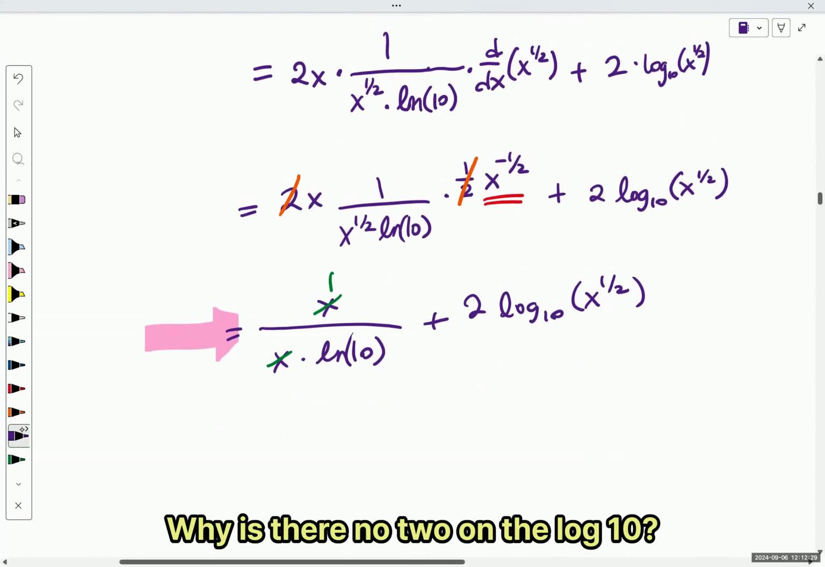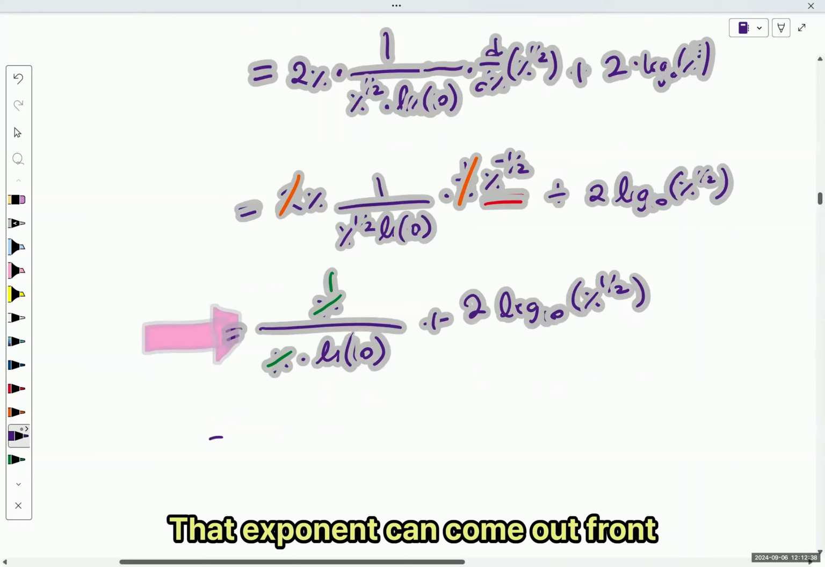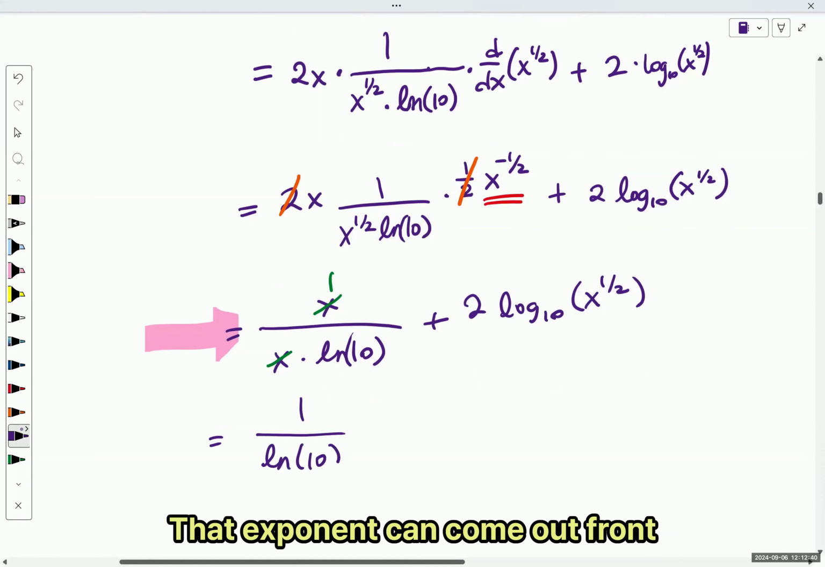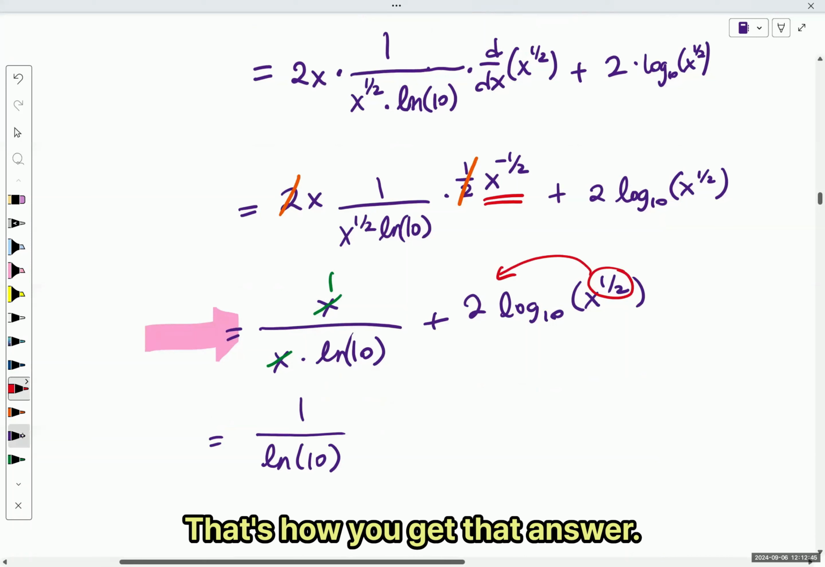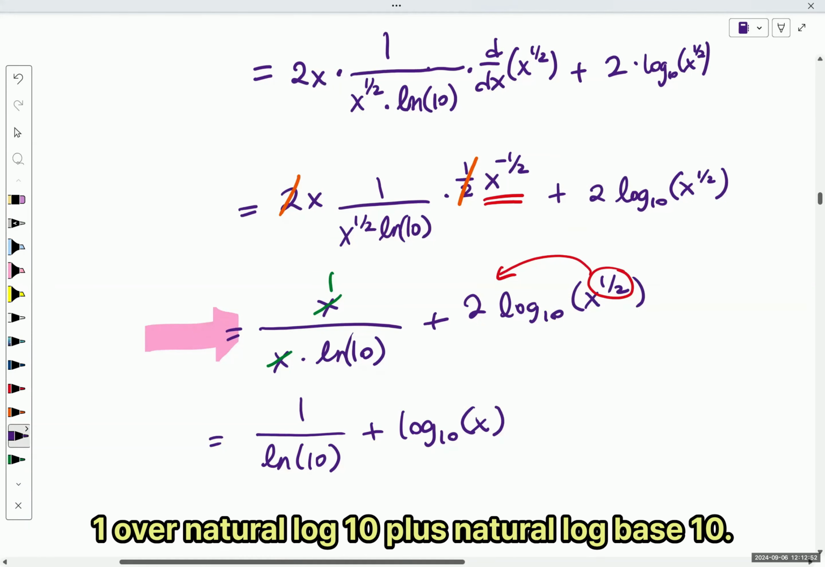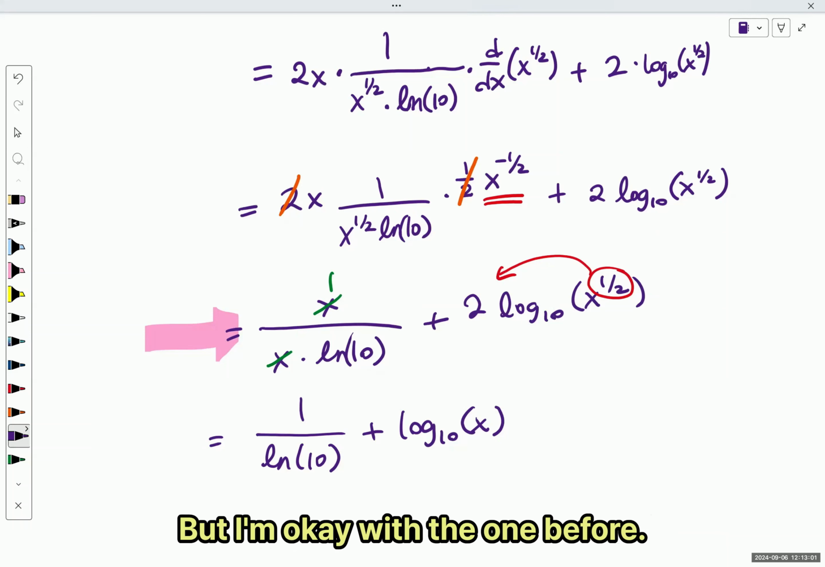Why is there no 2 on the log 10? I'm just looking at the answer key. Yeah? Because you can bring it back to, like, you can square the argument. That exponent can come out front because it's a log. And that's how you get that answer: 1 over natural log 10 plus log base 10 of x. But I'm okay with the one before.